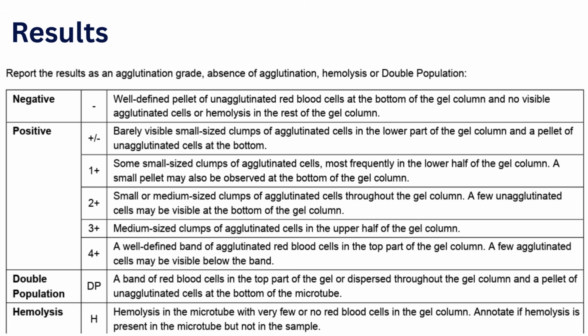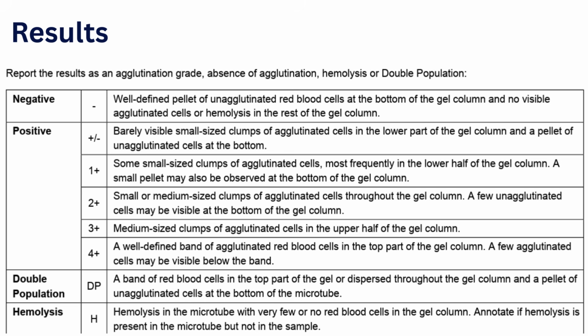For a negative result, it's a well-defined pellet of unagglutinated red cells at the bottom of the gel column, and no visible agglutinated cells or hemolysis in the rest of the gel column. How about positives? We have a weak positive, barely visible small clumps of agglutinated cells in the lower part of the gel column and a pellet of unagglutinated cells at the bottom. 1 plus: some small clumps of agglutinated cells, most frequently in the lower half of the gel column, and a small pellet may also be observed at the bottom.